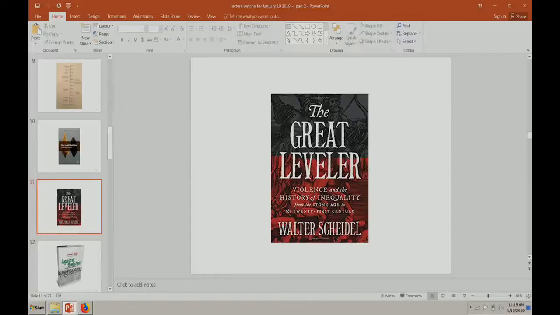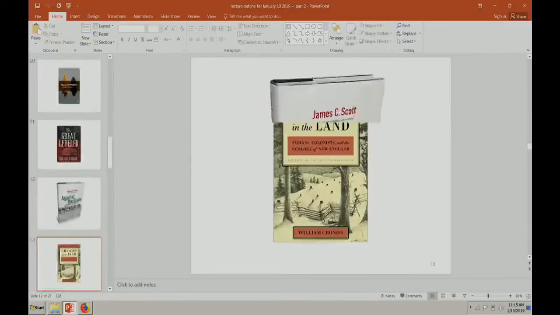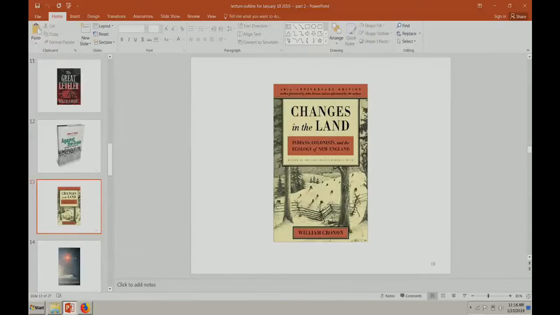We'll look at some works from The Great Leveler, Scheidel, Scott's Against the Grain. I also want to tap into William Cronon, one of the people who founded the profession of environmental history, wrote this fantastic little book called Changes in the Land, which is about Native American life in New England, both before and after the arrival of the Europeans, and how they thought about land, how they used resources, and then how that was transformed under the pressure of these invaders from another land.